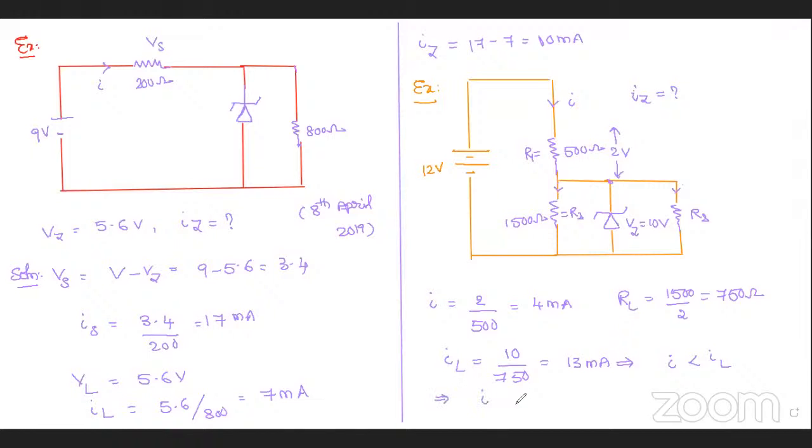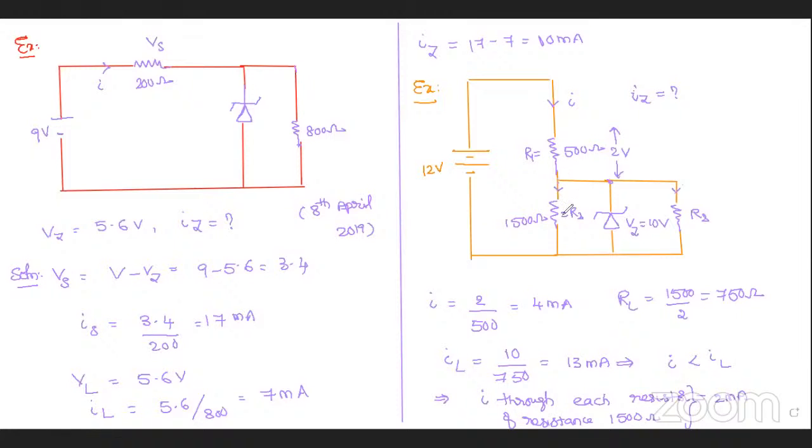That implies I through each resistor is equals to total 4. Both are equal resistors. So through each resistor we will get 2 milliamperes. Are you following? Yes, sir. I through each resistor of resistance 1500 ohms is equals to 2 milliamperes.